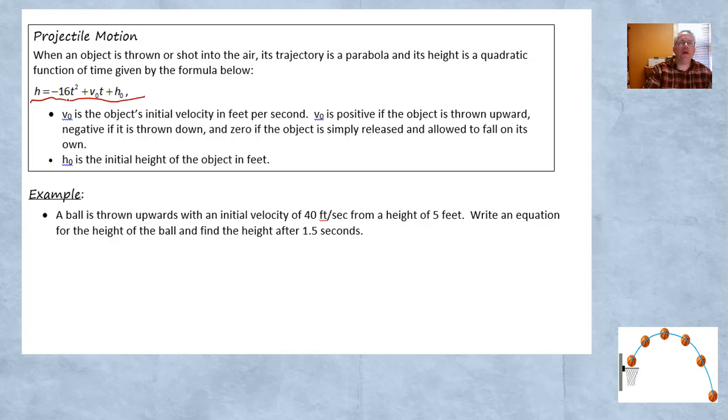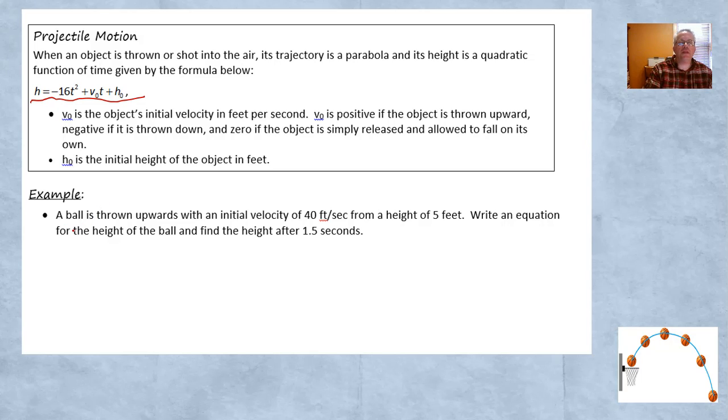So h equals minus 16, that's a constant from gravity, times t squared plus v0t plus h0. v0 is the initial velocity, so it's how fast you threw the object up or down. And h0 is the initial height. From what height did you hit the object or throw the object? So v0 is positive if you throw it up, negative if you throw it down, and v0 is 0 if you just let an object go and fall to the ground.